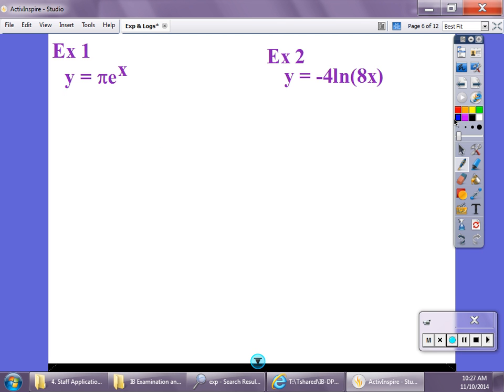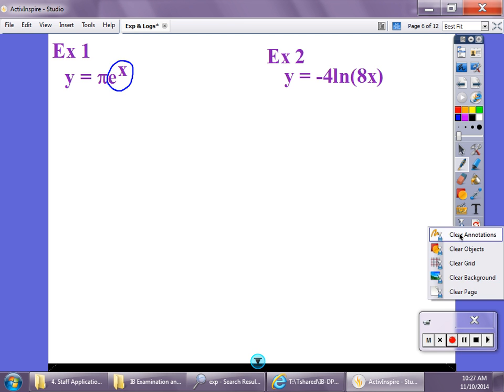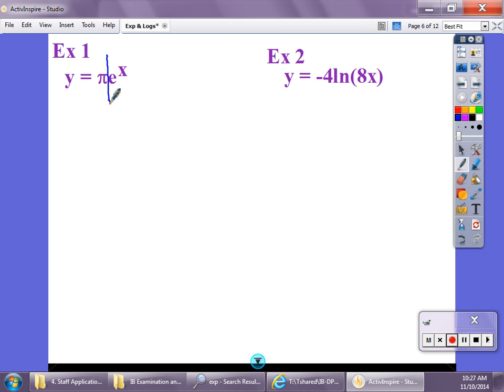You have to follow the rules of the function e to the x. This is an exponential function. Pi is a constant, right? It's like the number 3. It's like the number 4. Every time we take the derivative, what do we do? Bring it down. Another common mistake people do is, oh, product rule.